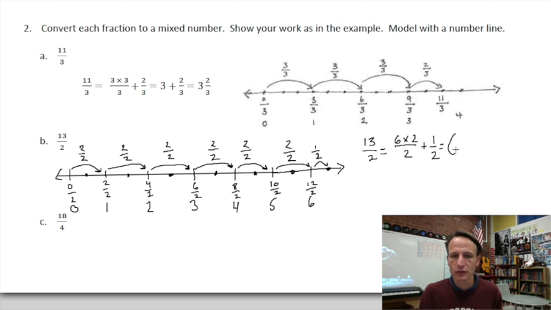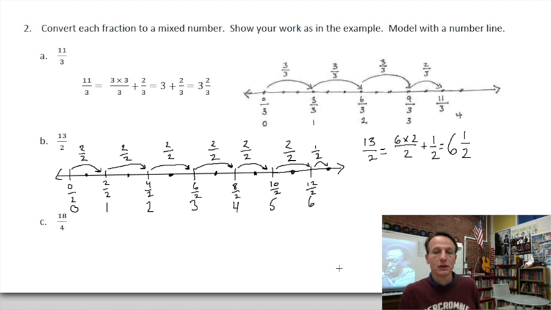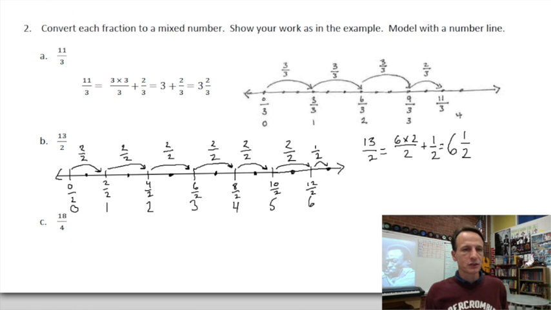And we can, as we've done before, do this plus 1/2 in our heads. We can do that and just say it's 6 and 1/2. Whoa, yeah, let's do C.